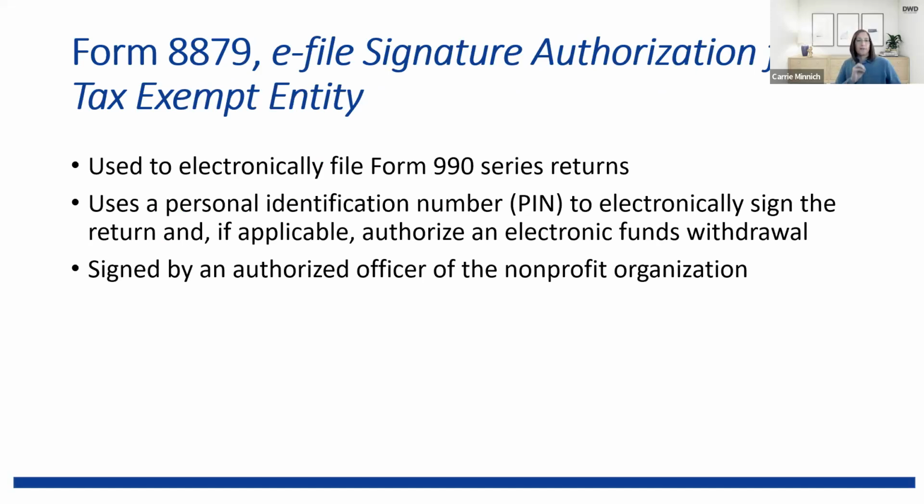Another form that is required annually is the Form 8879. I wanted to mention this because I know a lot of organizations have someone else, a CPA firm, prepare their 990. This is a form that firm will provide to your organization to sign, so that the firm can electronically file the form for you with the IRS. Basically, it's your organization giving permission for the firm to e-file the return for you. It needs to be signed by an authorized officer of the organization.